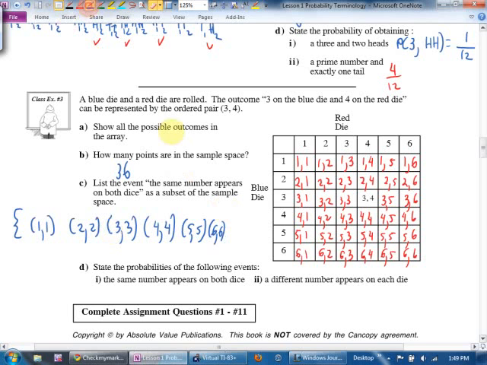Okay. By the way, if they don't give you this chart, and I will ask you a dice question on your test, I just go like this, freehand. 1, 2, 3, 4, 5, 6. 1, 2, 3, 4, 5, 6. 1, 1, 1, 2, 1, 3. You can write it very fast.